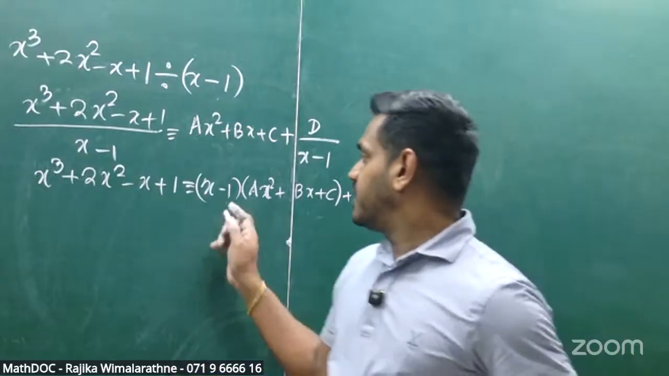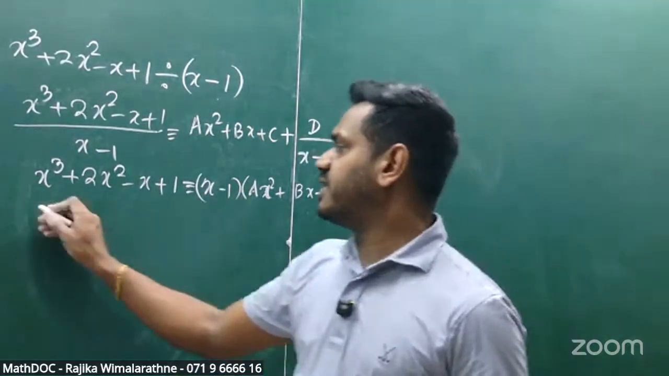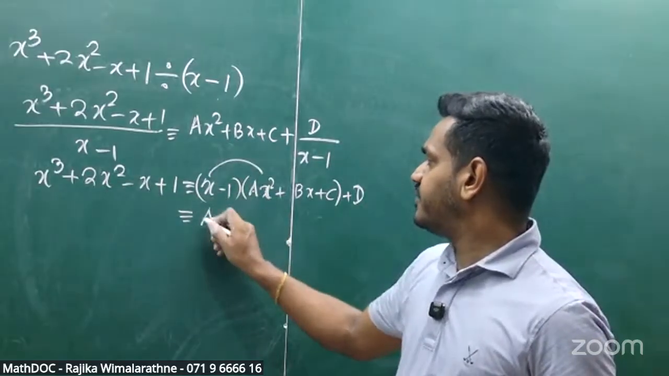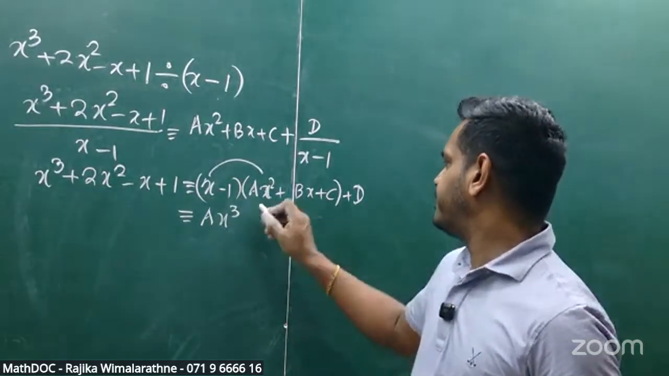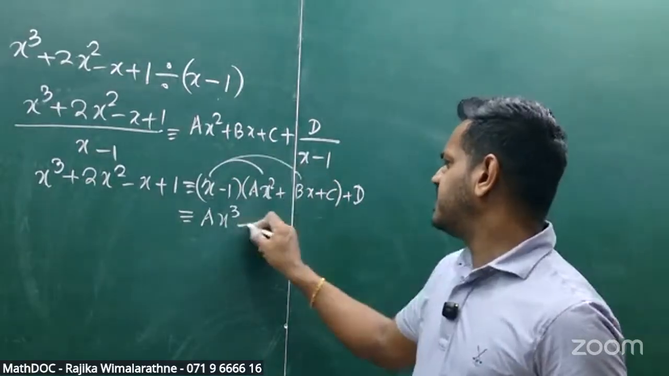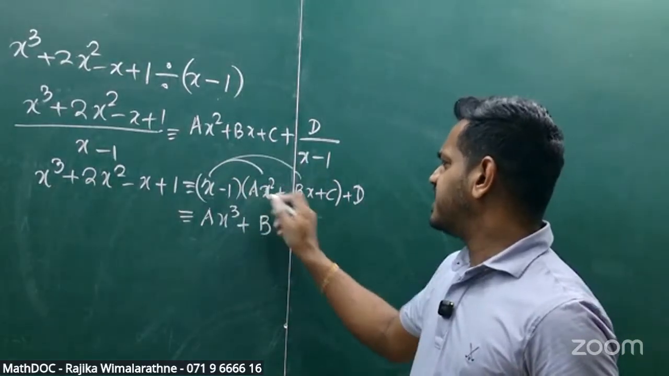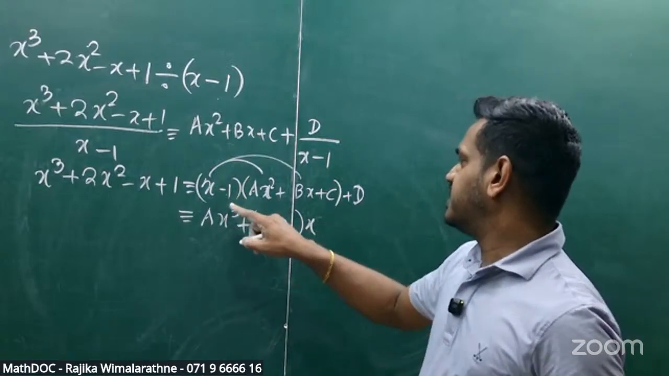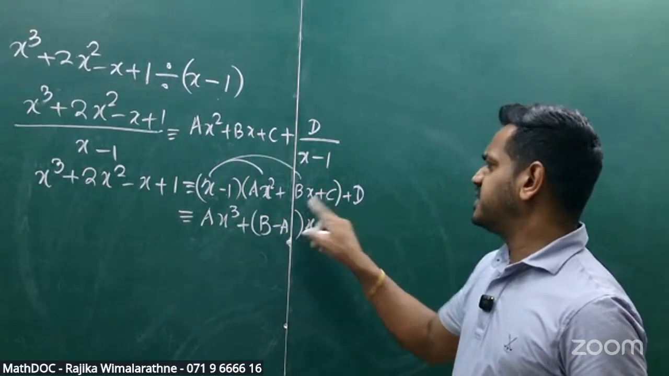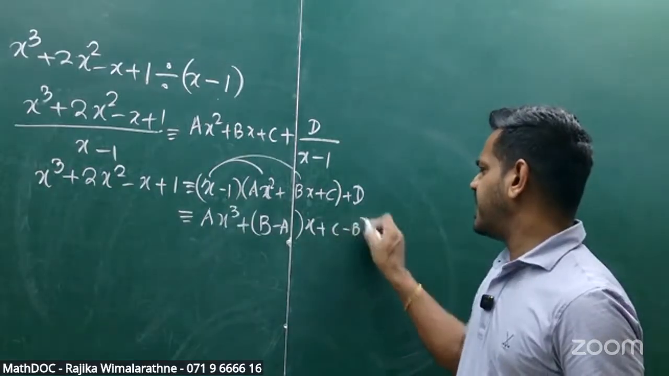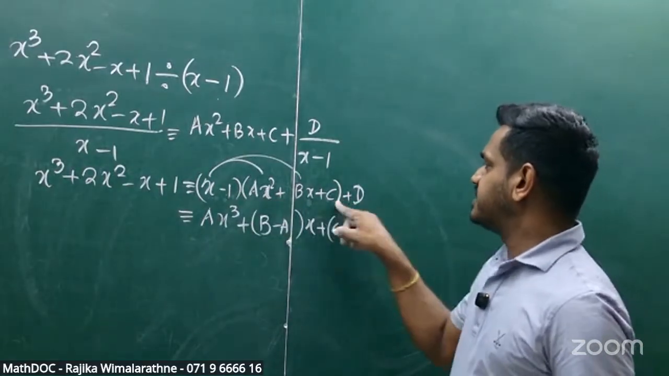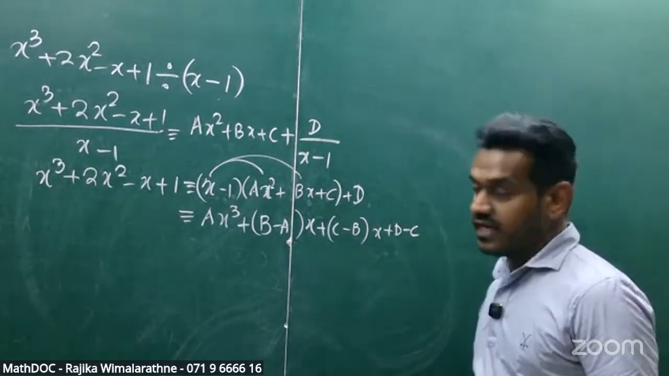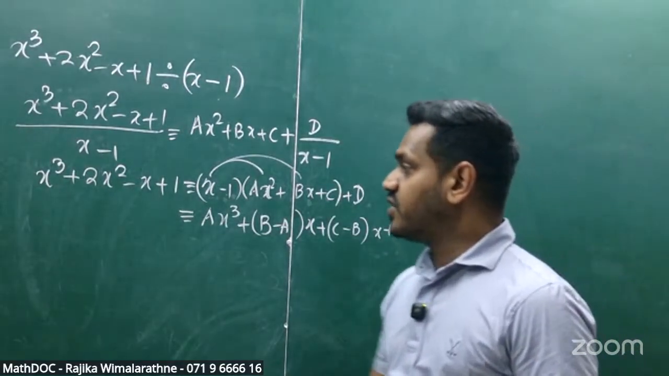Okay. Now you had better substitute x equal 1 first, or you can expand this. Let's expand: a x cubed, here b x squared, minus a x squared. Then here c x, minus b x, minus c plus d. Likewise, you can get the algorithm. Now equate coefficients.